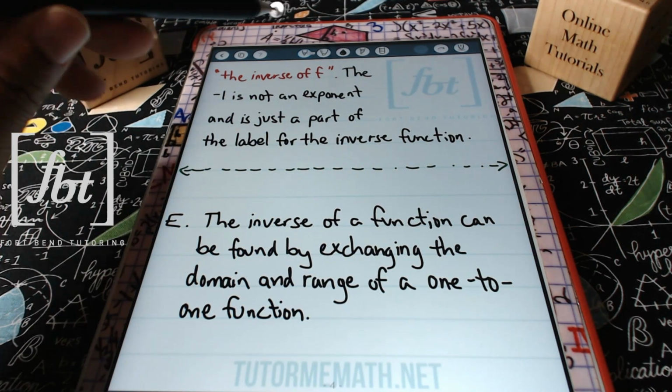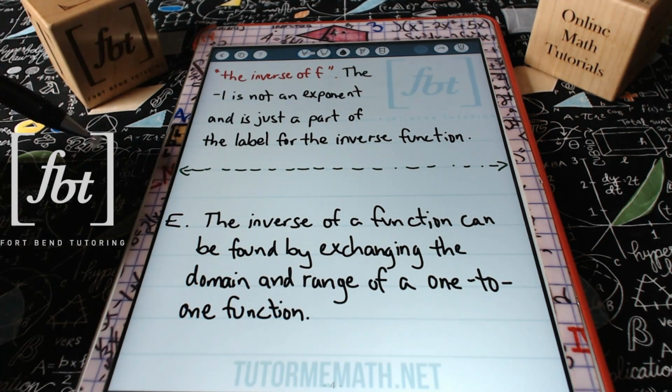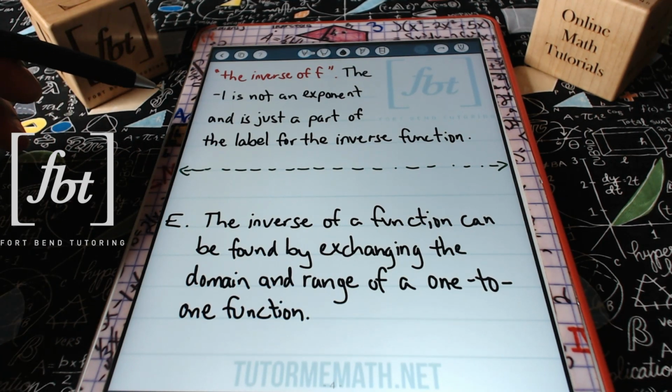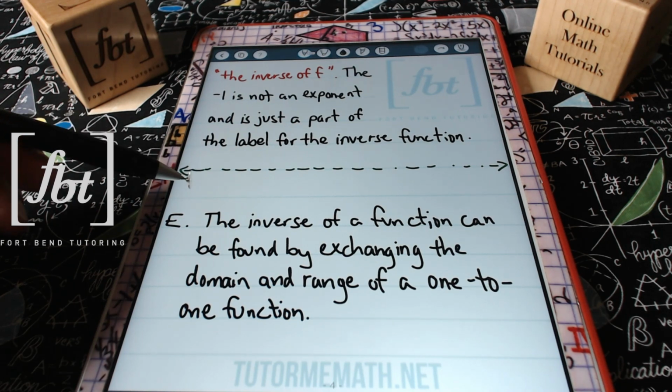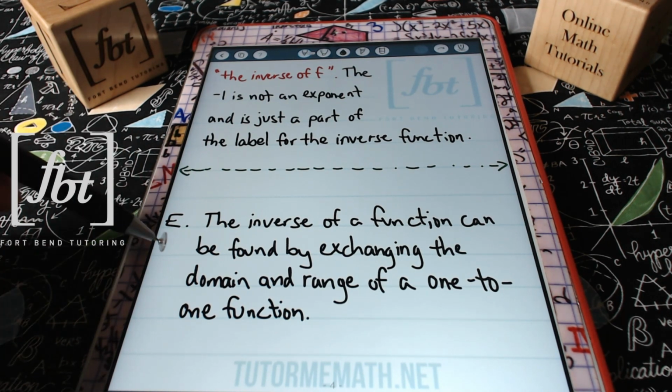Please note that the -1 is not an exponent and is just a part of the label for the inverse function. So don't confuse that with an operation. It's just a label that means the inverse function. Fun fact E. The inverse of a function can be found by exchanging the domain and range of a one-to-one function.